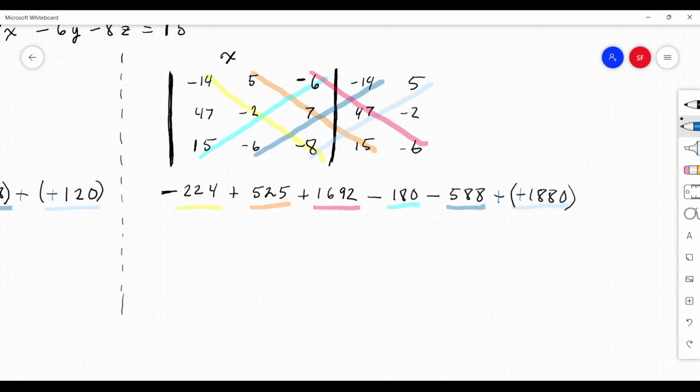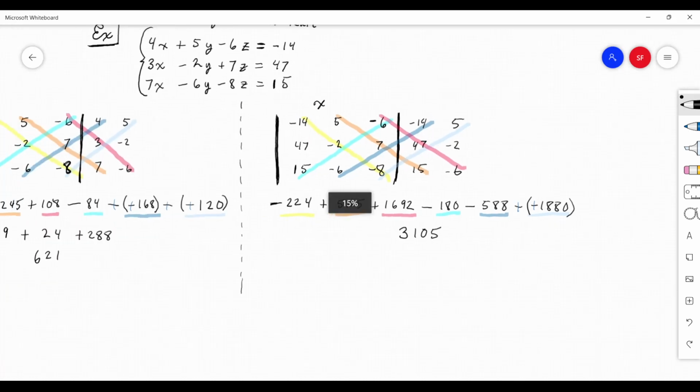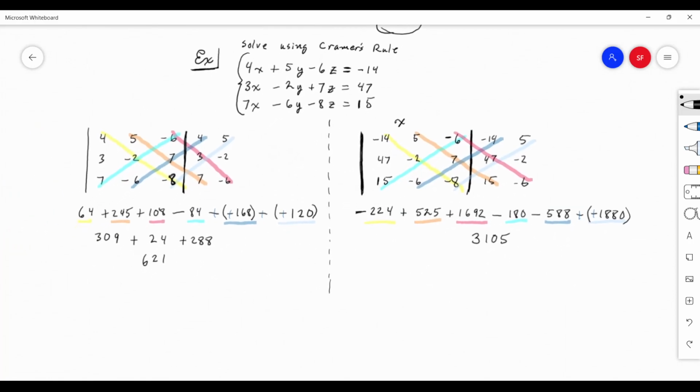3,190. Oh, nice. No. That's not what I got. 3,105? That's what I got. Yay. 3,105. Yep. Look at how smart I am. That's wicked smart. Oh, I got that.